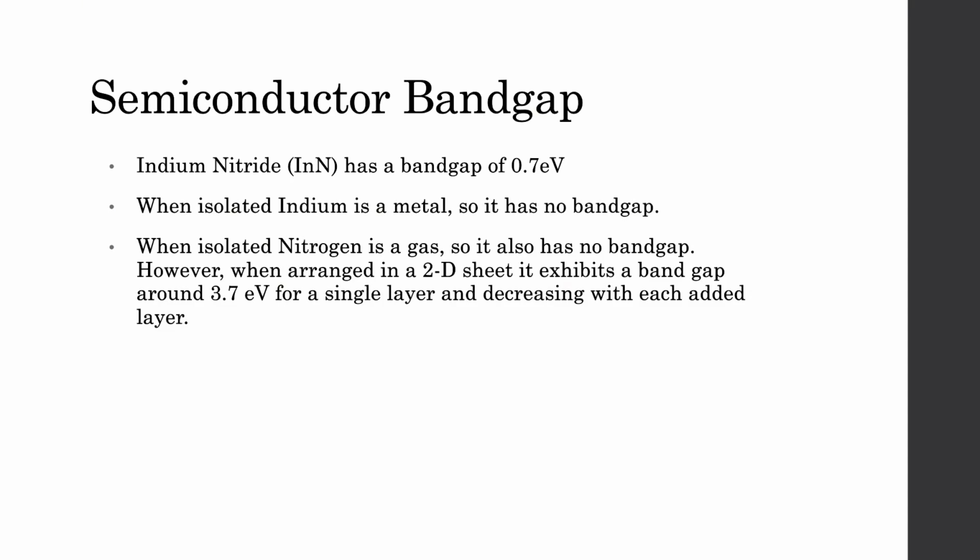However, nitrogen is special in that if you arrange it in a two-dimensional sheet, it actually acts like a semiconductor and exhibits a band gap of around 3.7 electron volts. And that's just for two layers. If you keep increasing the layers, this band gap will decrease.